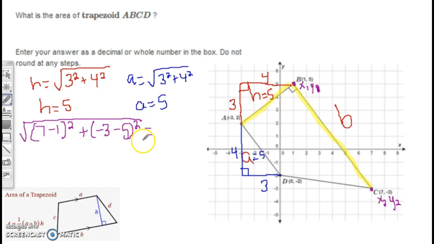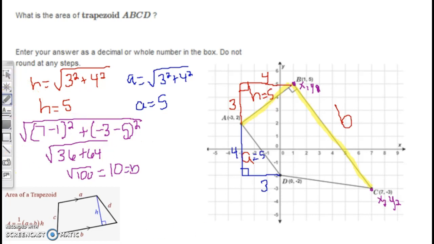And let's see, if we do this, 7 minus 1 is 6. 6 squared is 36. This is negative 8 squared, which is 64. That's the square root of 100, which equals 10. So the base is 10 units long.